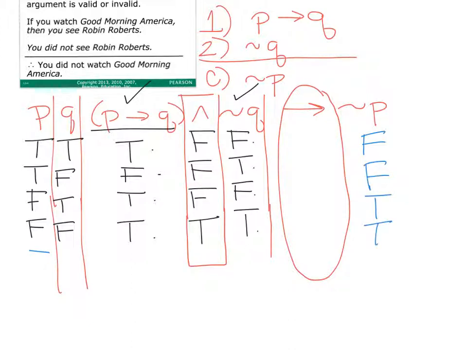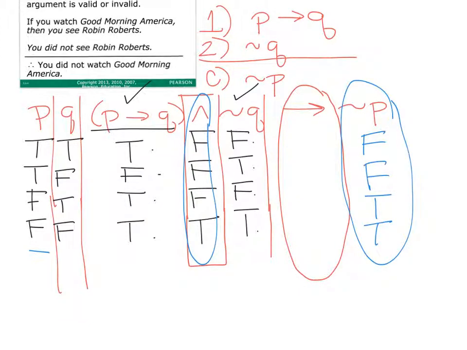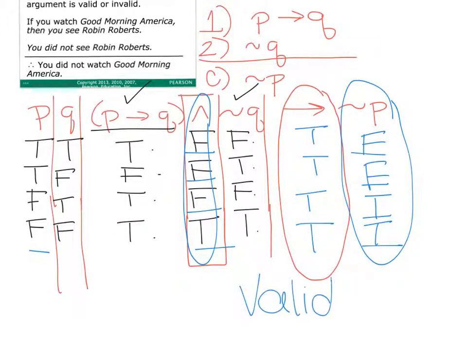So you need to take the and column and the negation of P column, and you need to do the biconditional there. So false, false is true. False, false is true. False, true is true. And true, true is true. So you got a column of all T's. That is a tautology. That means that this is a valid argument. So according to this argument, if you watch Good Morning America, you're going to see Robin Roberts. And since you did not see Robin Roberts today, then you probably did not watch Good Morning America. Valid argument.